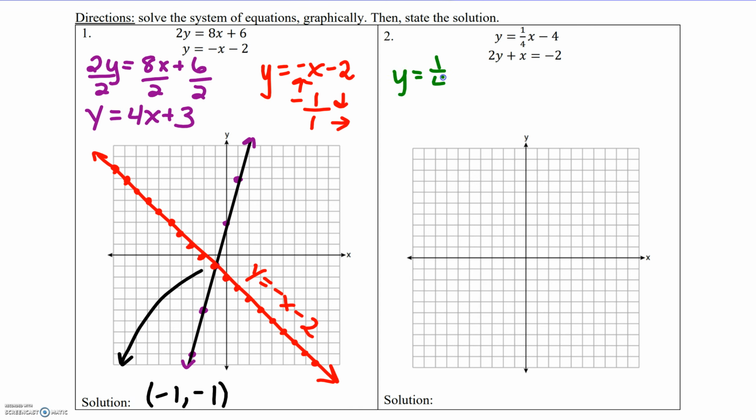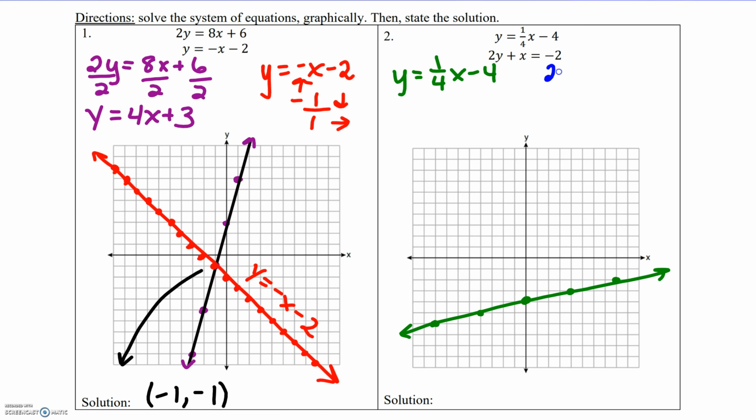The top equation is already in the correct form, so I'm going to start at -4. That 1/4, because it's positive, tells me go up 1, right 4. Up 1, right 4. Because I can't go any further, I'm going back to the original dot, down 1, left 4. Connect them all with a solid straight line, arrows on both ends.